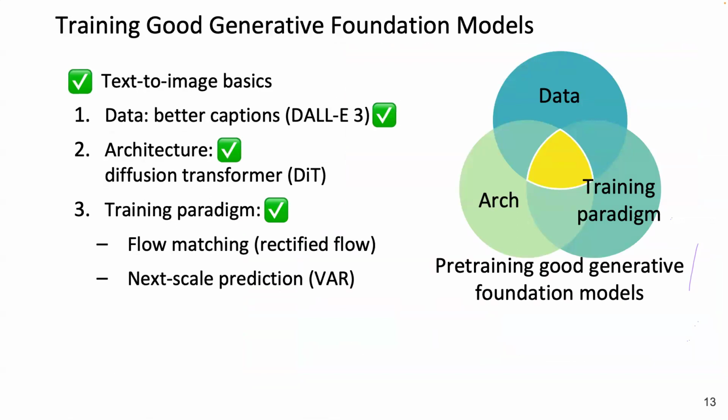So I have talked about relevant topics on how to train good generative foundation models. As a quick review, we talked about the data improvements and the importance of recaptioning, the architecture, that is the DiT, as well as the training paradigm of flow matching and the next-scale prediction in autoregressive generation. So a natural next question is, is this all about how we train a good generative foundation model?